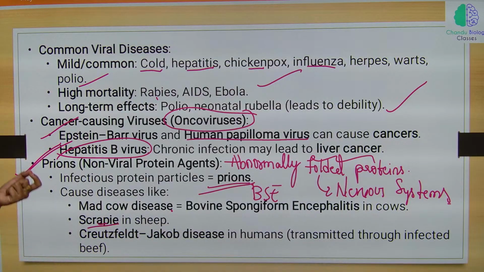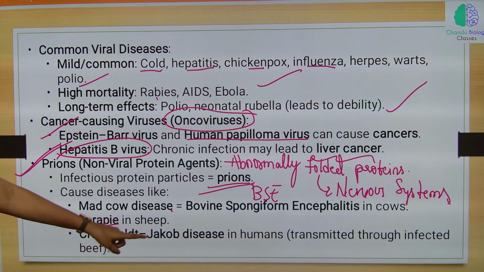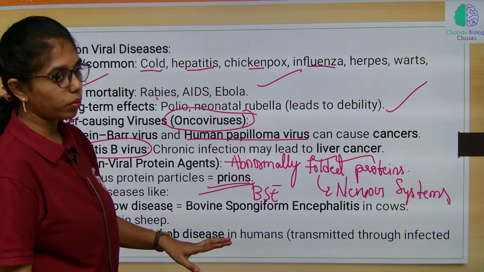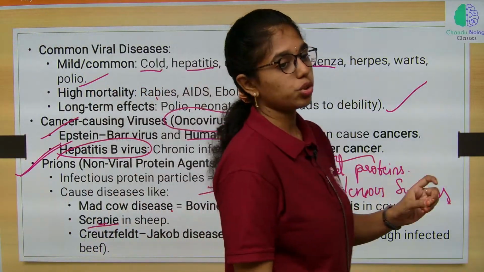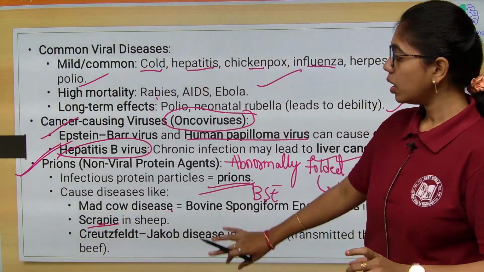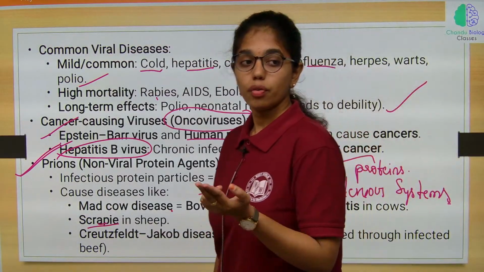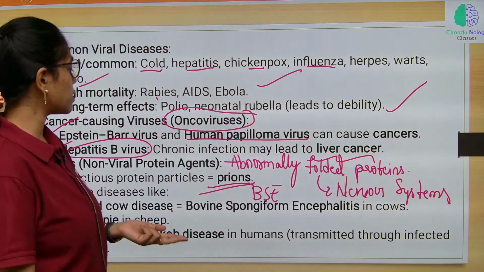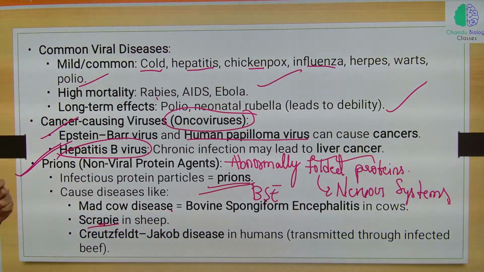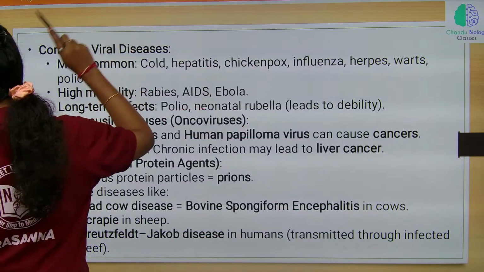That disease is Creutzfeldt-Jakob disease in humans, which affects the nervous tissue, and the disease is caused by what? Prions. These are the different viral diseases. Viroid diseases, the best example is potato spindle tuber disease. And for prions, the best examples are mad cow disease, scrapie disease in sheep, and Creutzfeldt-Jakob disease in humans. These are all about the common viral diseases.